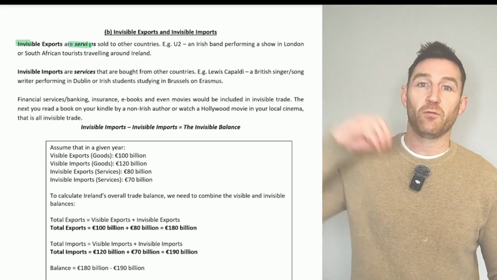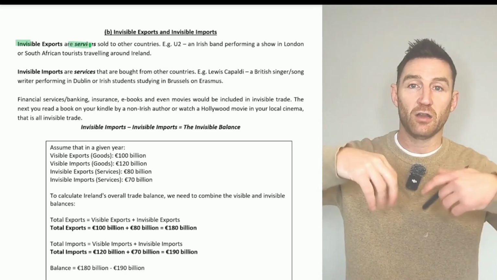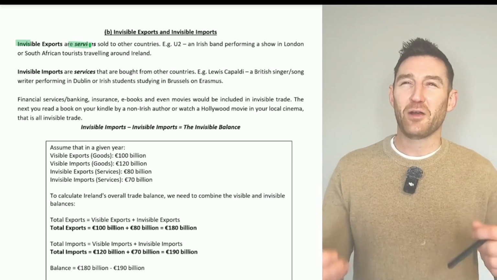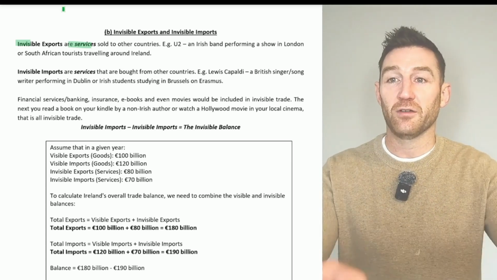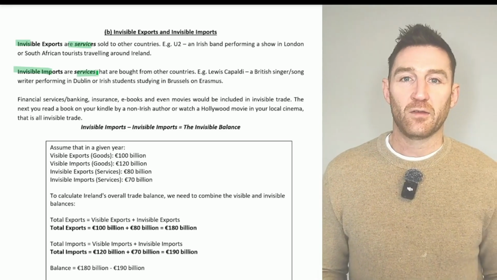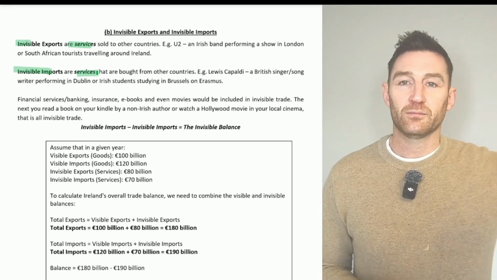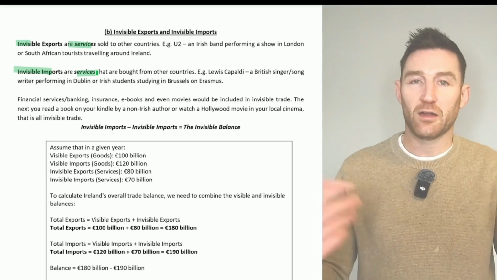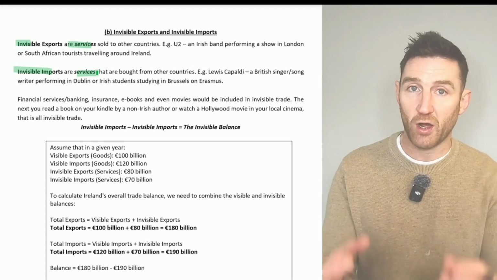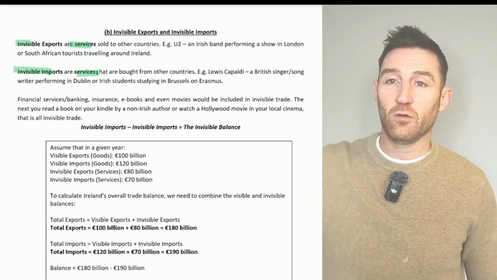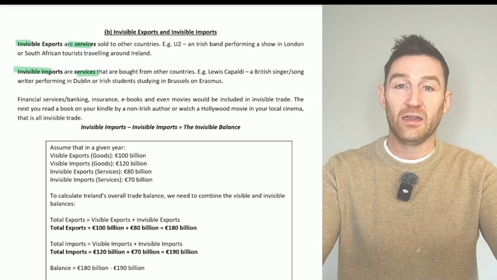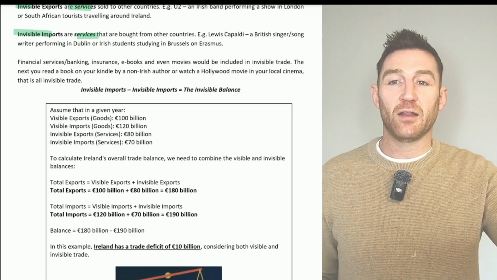So if an Irish band performed abroad, money would flow into Ireland. U2 perform a show in London, that money flows into Ireland because their bank accounts are hopefully here. Invisible imports are services that we buy from other countries. So if a foreign band played a gig in Dublin, if Taylor Swift came here, that would be an invisible import. We're buying it, it's a service and money flows out of Ireland, right? Other examples are financial services, banking, insurance, even movies. They could all be included in the balance of invisible trade.